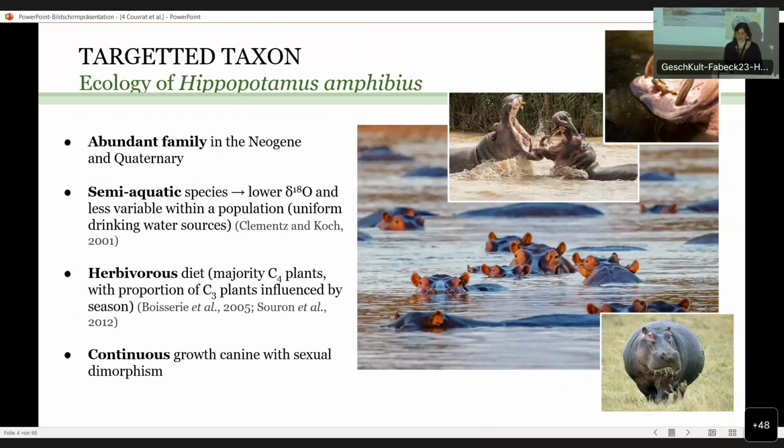The species used in this study was Hippopotamus amphibius, which is currently one of the two species of a very abundant family in the Neogene and Quaternary. This semi-aquatic species has a lower and less variable oxygen ratio. They are also herbivorous, with a diet mostly of C4 plants, but with a proportion of C3 plants that is influenced by the season. They also have a continuously growing canine with sexual dimorphism that can provide a long-term recording of this isotopic record.